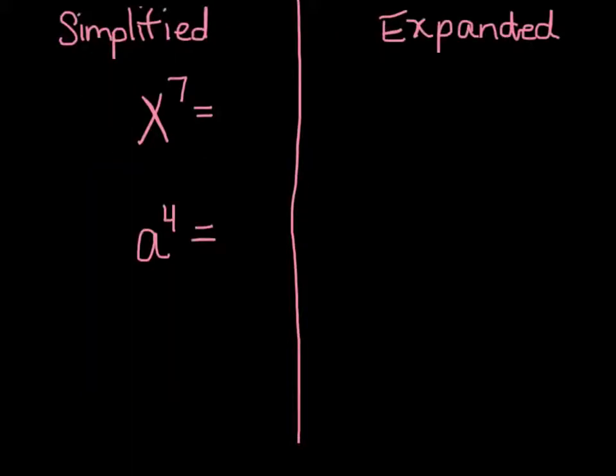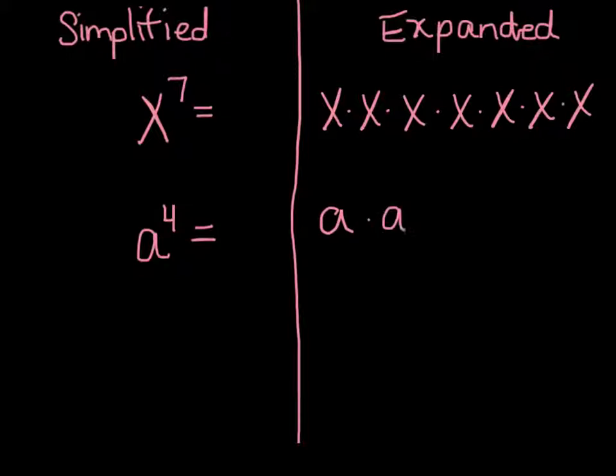Okay, I've given you a couple of examples in simplified form, and we're going to write them in expanded form. So x to the 7th means x times itself 7 times. So 1, 2, 3, 4, 5, 6, 7. So x to the 7th equals this in expanded form. a to the 4th in expanded form would be a times a times a times a.